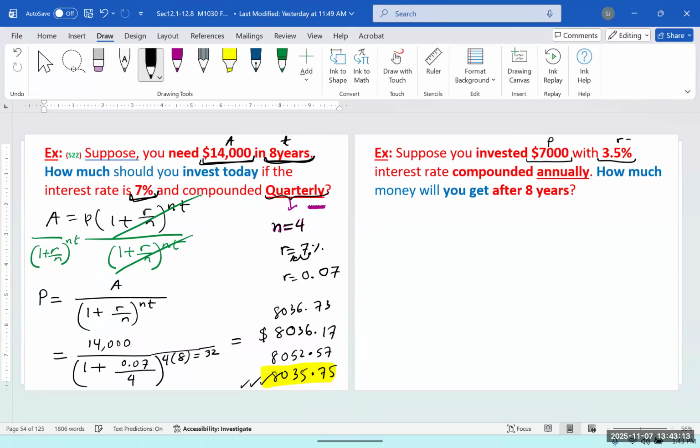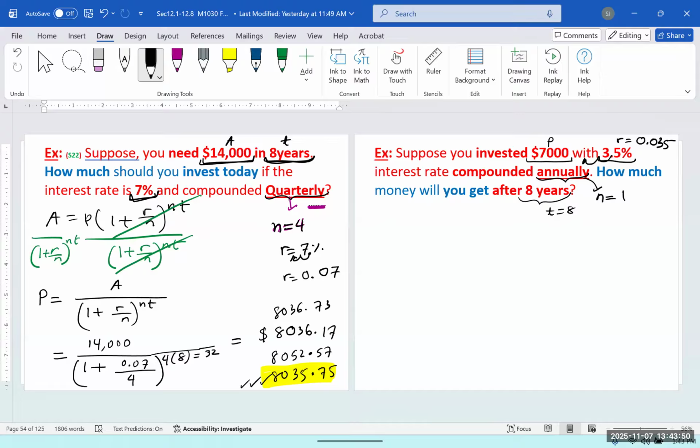3.5% means what is your R? You move the decimal 2 places left, 0.035. Investing annually. What is this information? If you do something annually, how many times you do it in a year? Once. And you have to wait 8 years. Means what? T equals 8.